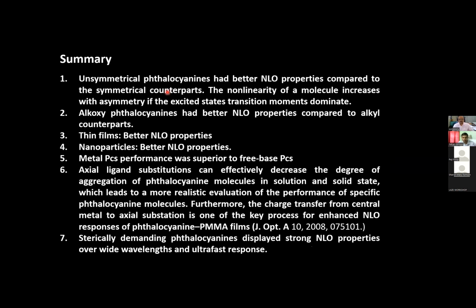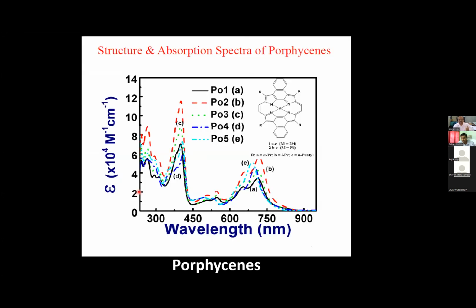So, a summary of all those things: we found thin films better than the bulk, nanoparticles better than the bulk, and metal thiocyanins were better than the free-base thiocyanins. Then axial substitution effectively decreased the aggregation phenomena so that you get more stability. So all these correlations were done using this particular data.